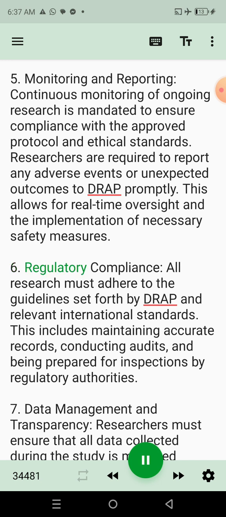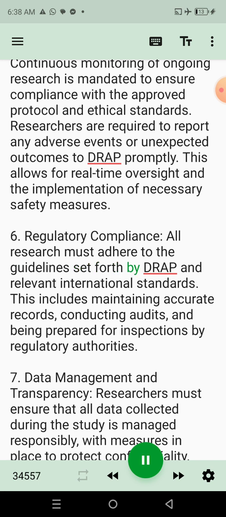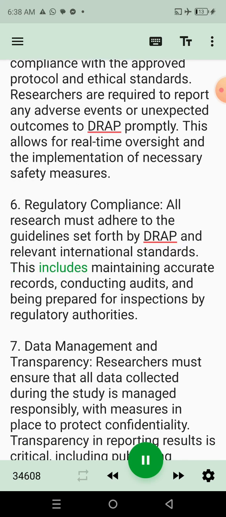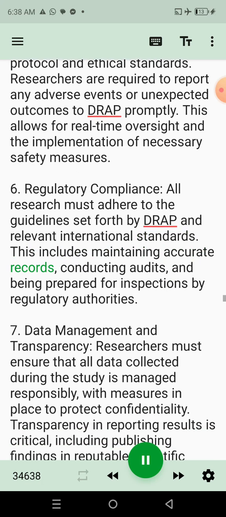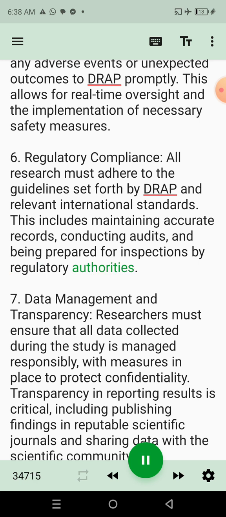6. Regulatory compliance. All research must adhere to the guidelines set forth by DRAP and relevant international standards. This includes maintaining accurate records, conducting audits, and being prepared for inspections by regulatory authorities.